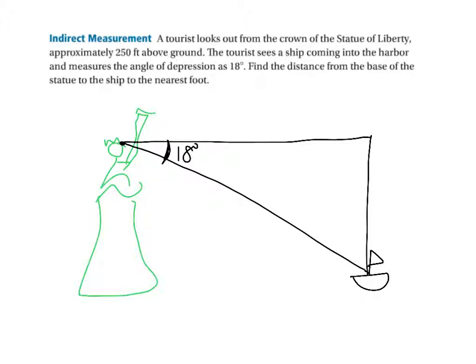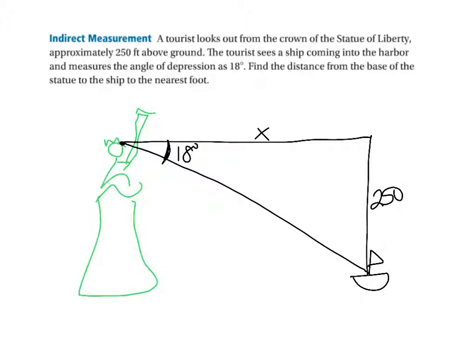It says a tourist, what's the 250? Oh, the 250 is the height. Now that height is the same here as it is here, so it doesn't really matter where you draw that. Since I drew it out here, I'm going to put the height of my statue out here on the right, so it's on my triangle. So that's 250 feet. And the question is find the distance from the base of the statue to the ship. That's this distance, which would be the same up here. So that's my X. All right, now I'm just going to go do SOHCAHTOA.